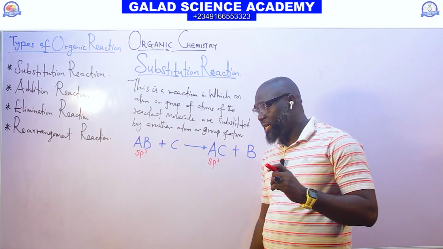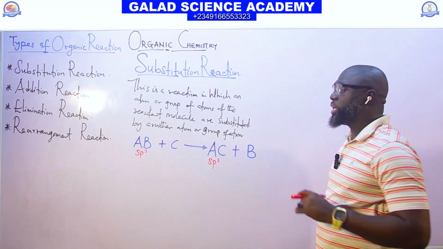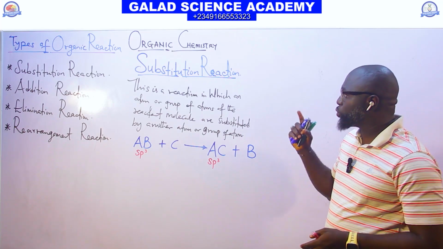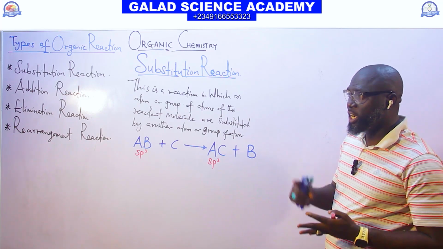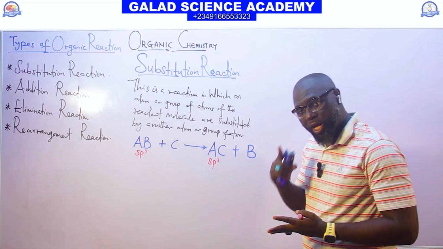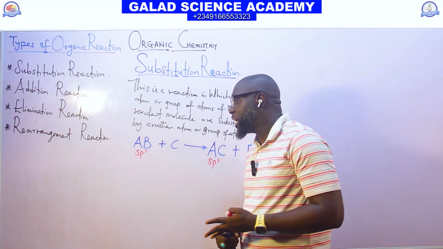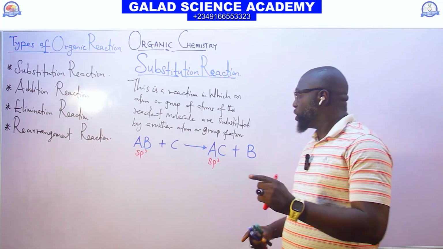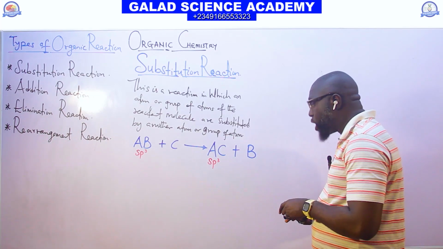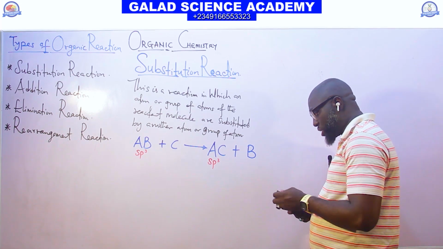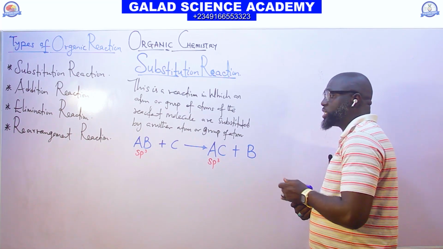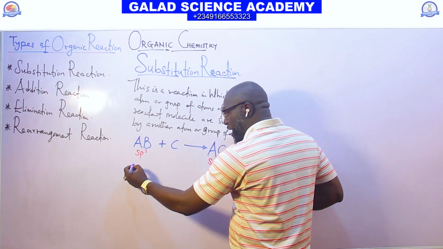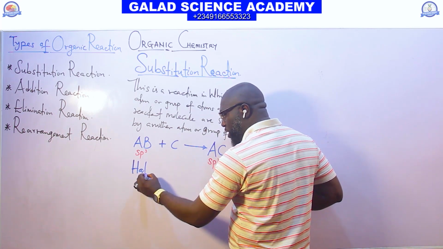And then what are the examples of substitution reaction? In this class, I will give you just 3 examples: halogenation reaction, nitration reaction, and alkylation of benzene. So the first one that I would like to treat is halogenation reaction.